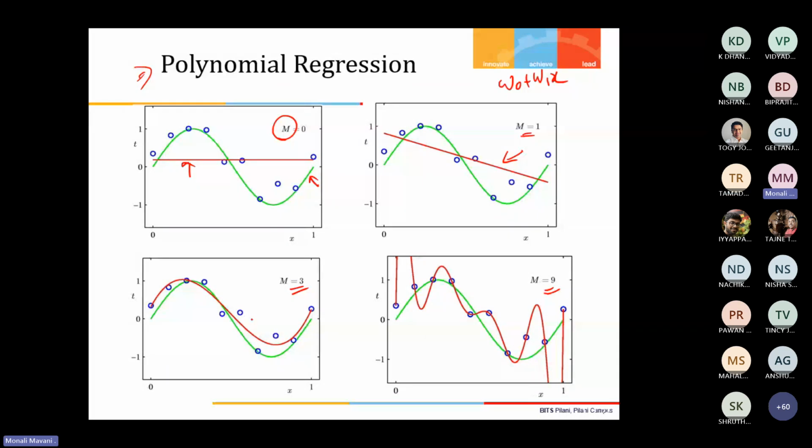Now look at degree 3 and degree 9. I just randomly picked some numbers and we are getting these red curves. In both cases, 3 and 9, which ones are acceptable? 3, 9, both, or only 3? Only 9, because it passes through all points.